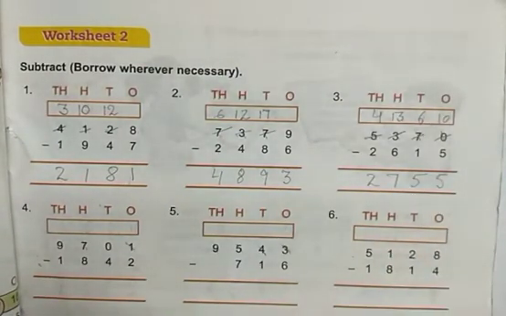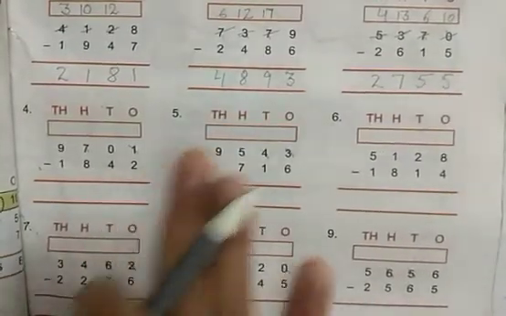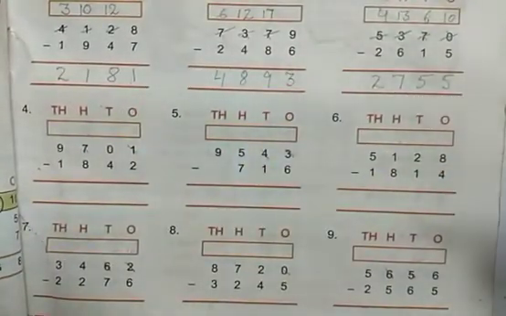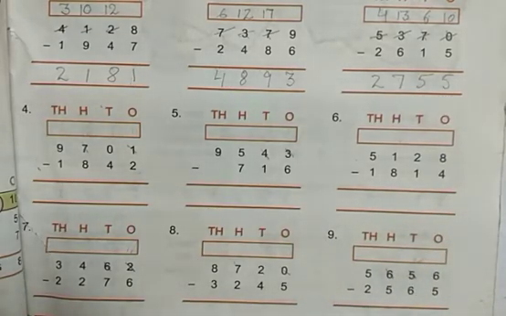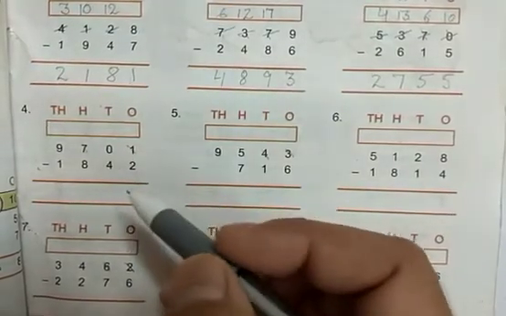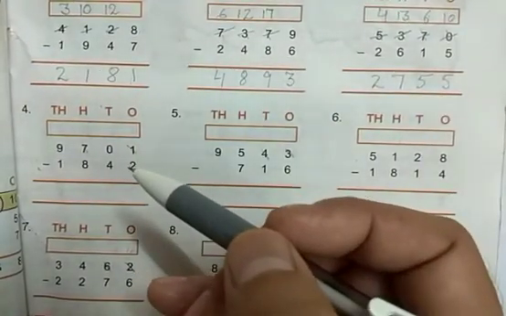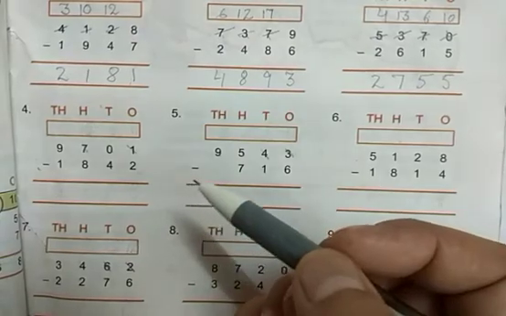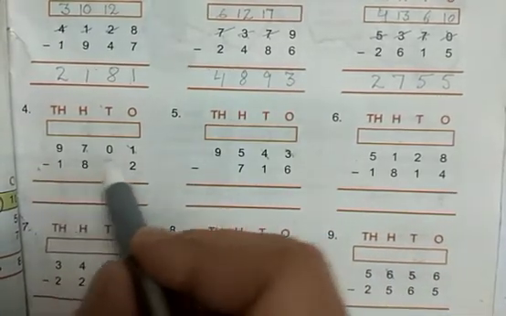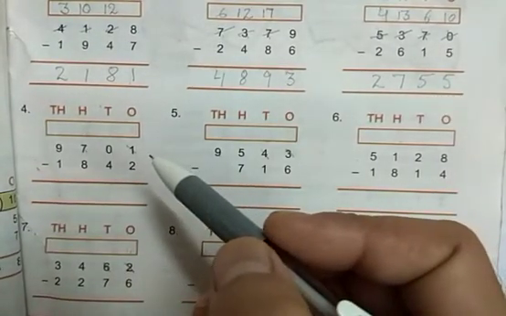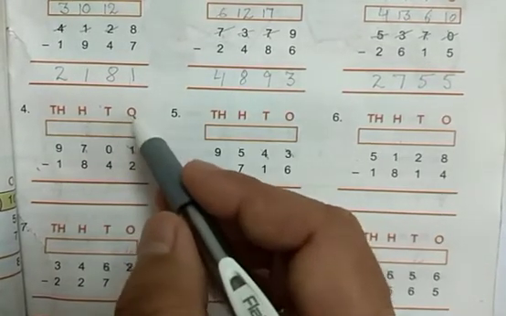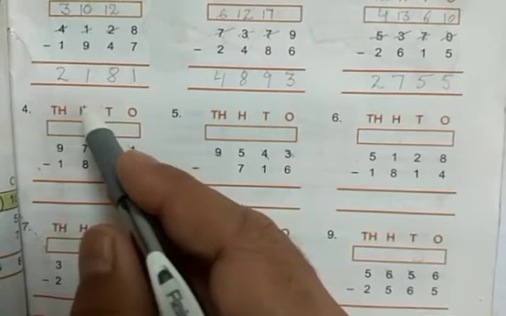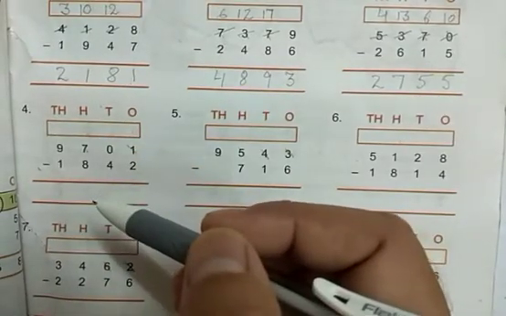Now move to the next question. I will do a few questions, and the few questions left you have to do yourself. Now here, what is our first step? Whenever we subtract, our first step is to make upper digits greater if they are smaller. Always start from ones place, then tens, then 100, then next 1000.